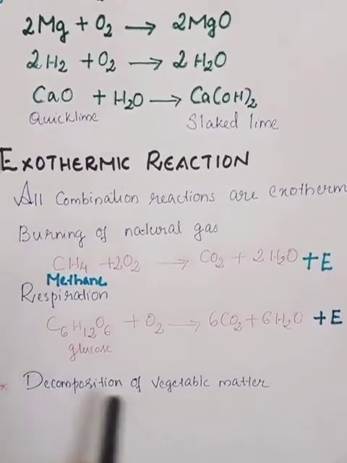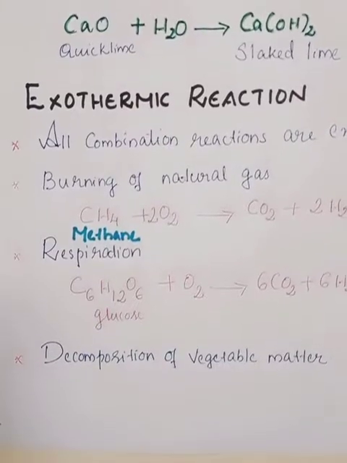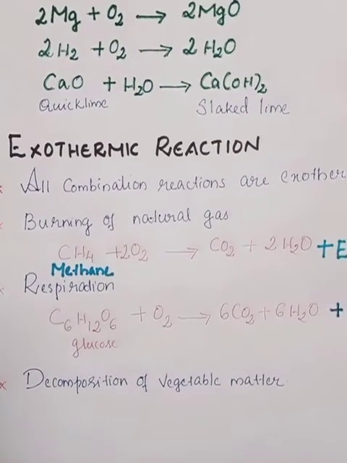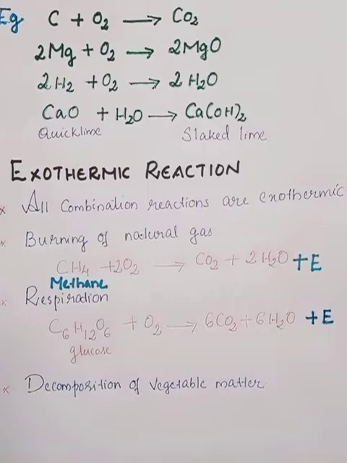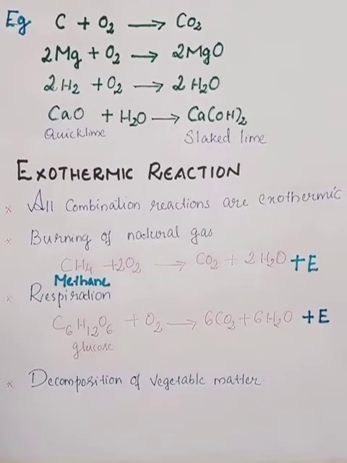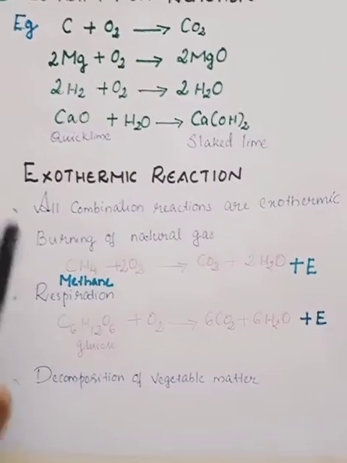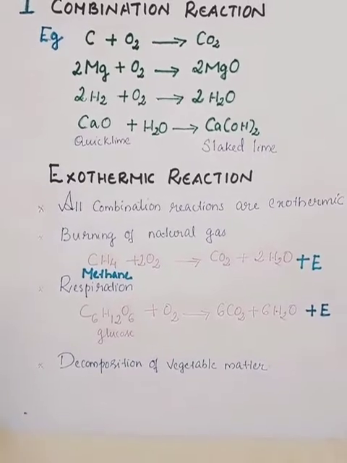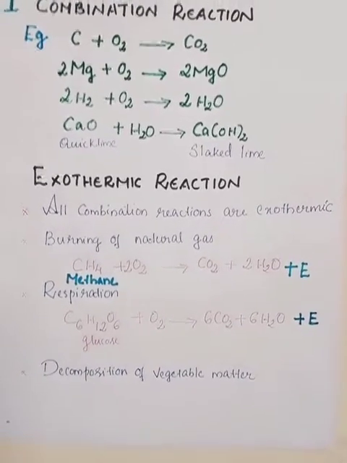Now the third example is decomposition of vegetable matter. Vegetable matter on decomposing is converted to organic compost. That is also an example of an exothermic reaction. All these examples are given in your textbook, and all of them are exothermic reactions. Now you have understood what a combination reaction is and what exothermic reactions are. Keep in mind that all combination reactions are exothermic, involving liberation of heat. Please refer to the textbook, read it carefully, and study all the equations. Thank you.